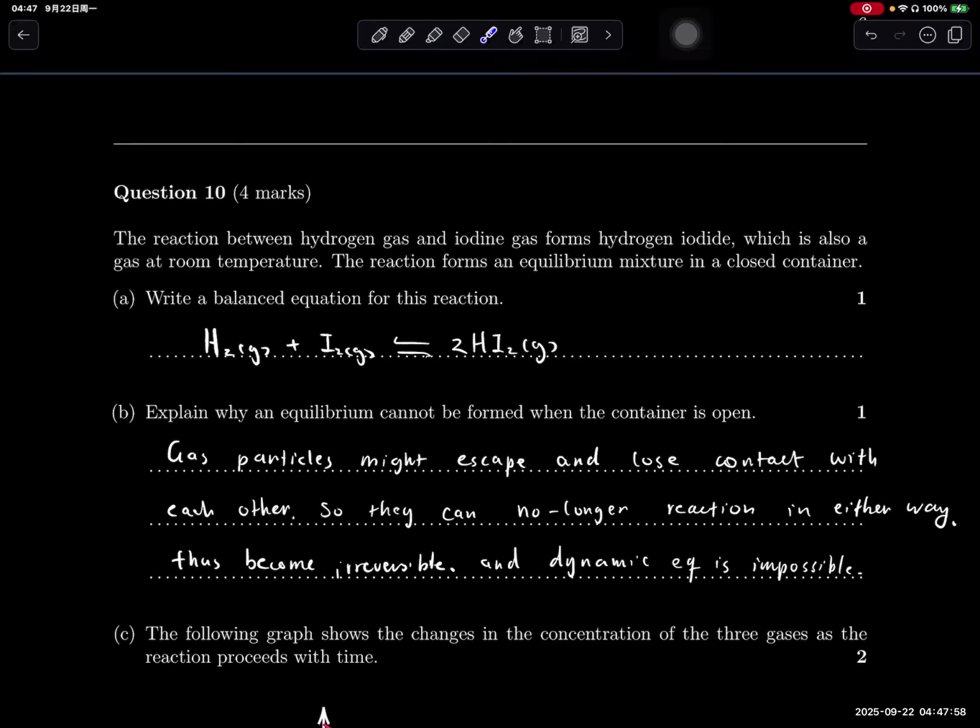This is because everything in this reaction is a gas, okay? So gas particles might escape and lose contact with each other, meaning that we can no longer react in either way, okay? Some grammatical errors, like we can never react, thus becoming irreversible. Open system basically means everything is irreversible, and you don't get anything further from that type of thing.